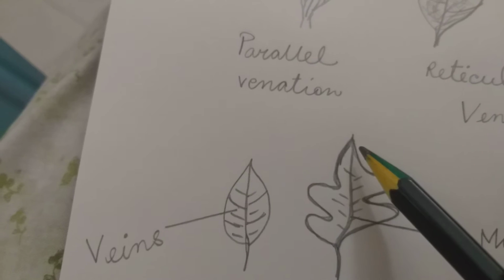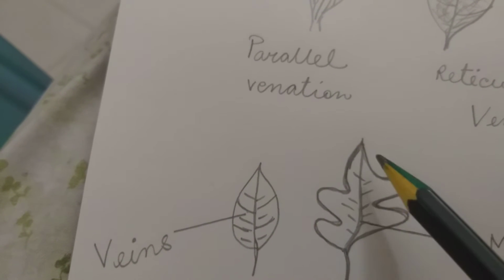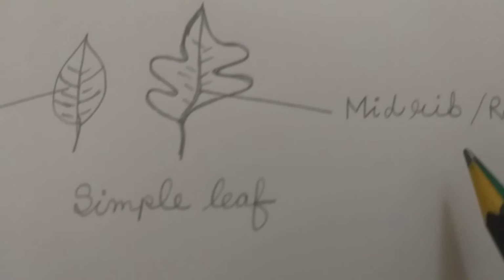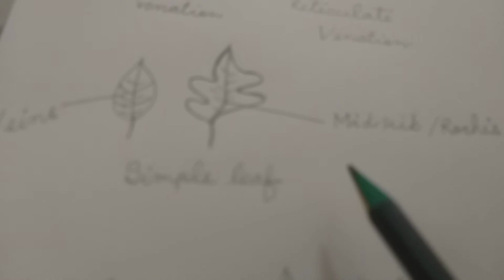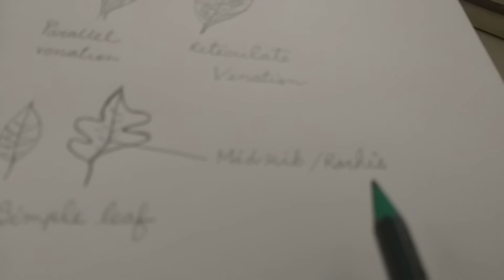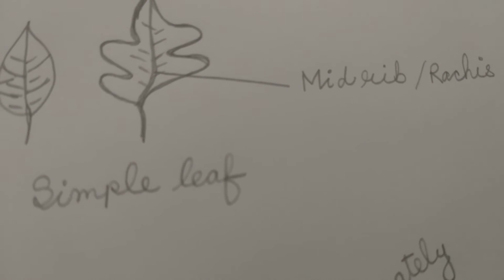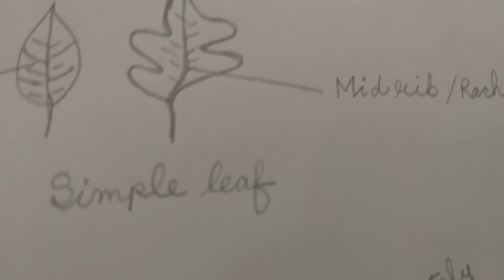The leaf is incised on the edge, but the incisions do not touch the main rib, the midrib. This is the main axis running through the leaf. This is called the midrib or rachis. When the incisions do not touch the midrib, they are away from the midrib, then it is called simple leaf.